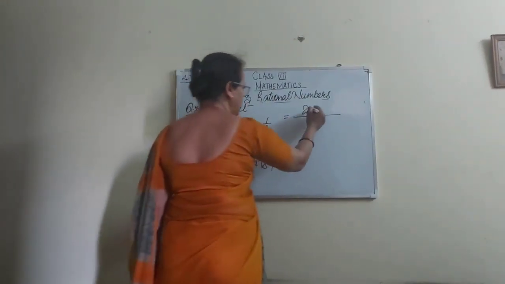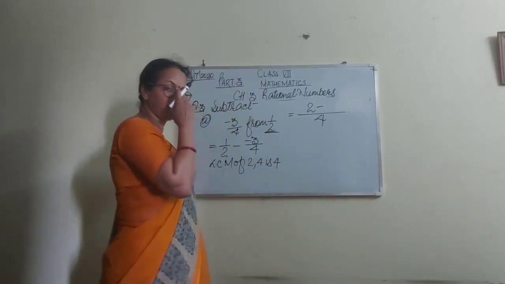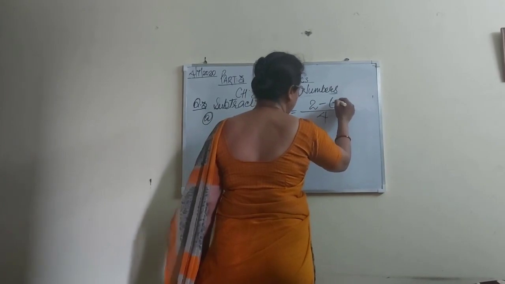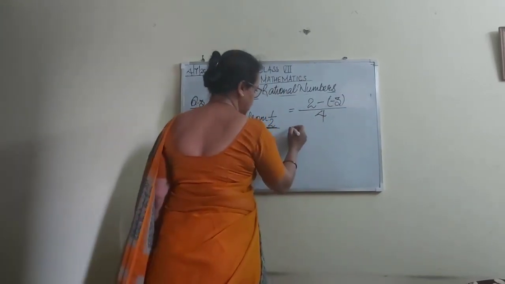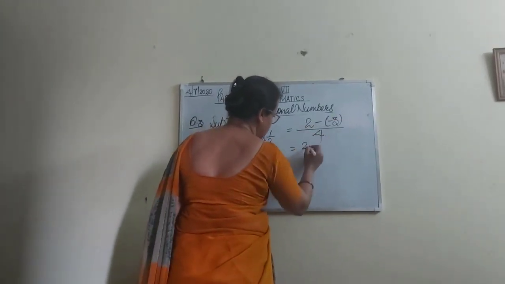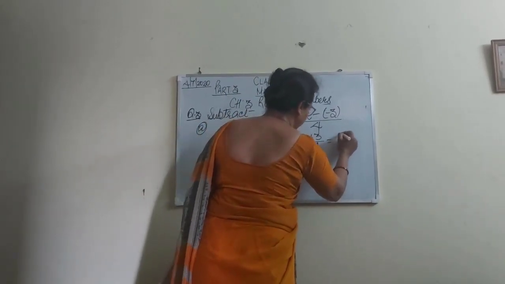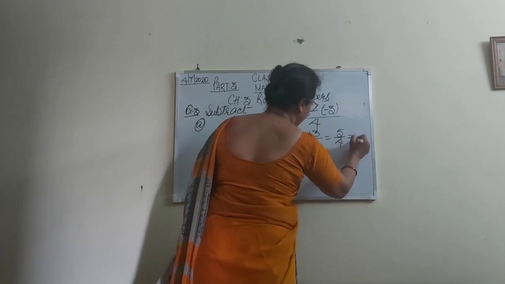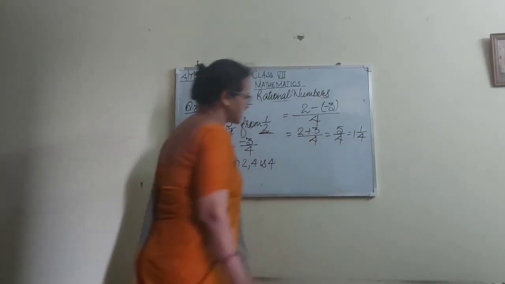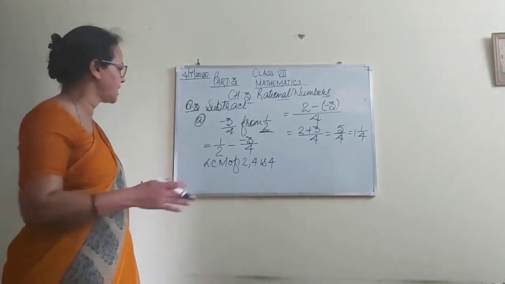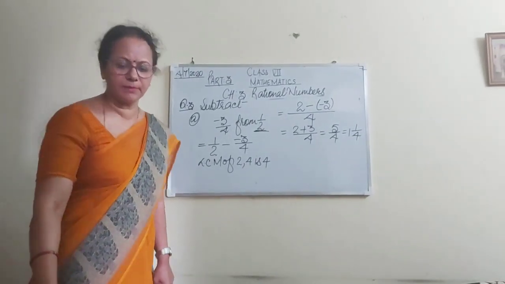This is the minus sign. 4 divided by 4 is 1. And 1 will be multiplied with minus 3. It will give you minus 3. That's right. 2 minus minus, plus 3 by 4. What will be the answer? 5 by 4, which we can write as 1 by 4. That's right. What will be the answer? 1 by 4. Note it down first, then I'll go erase the board and do the B part.